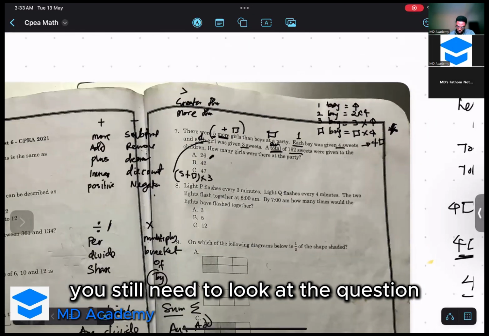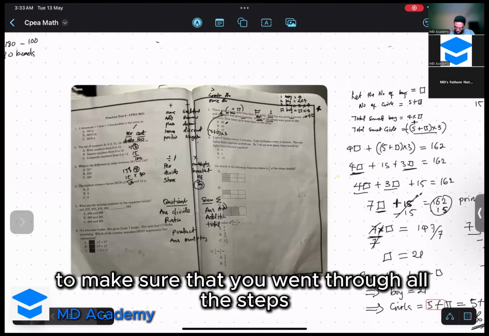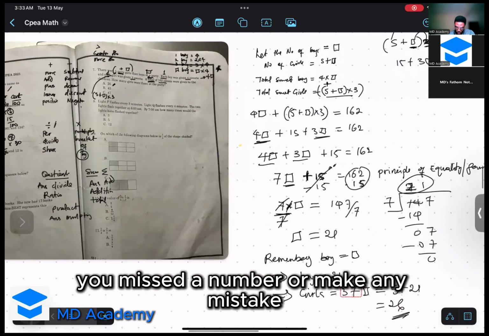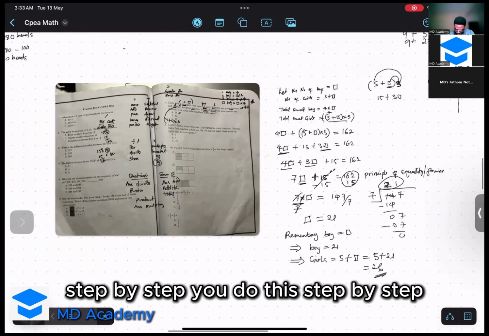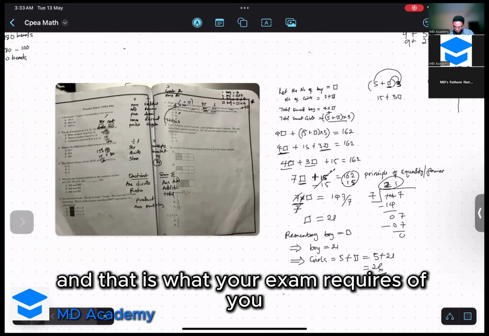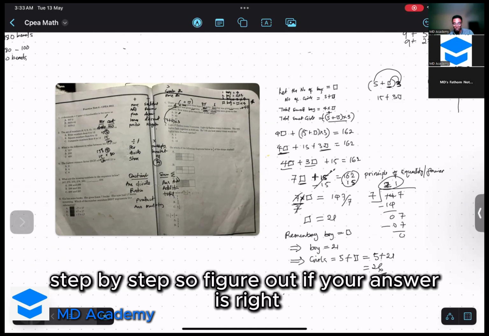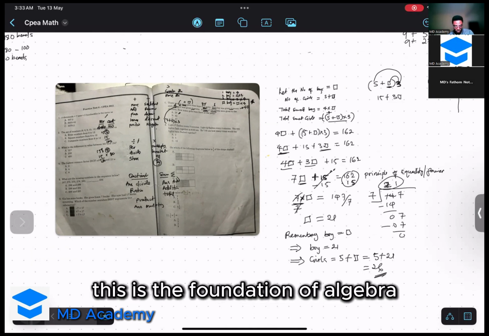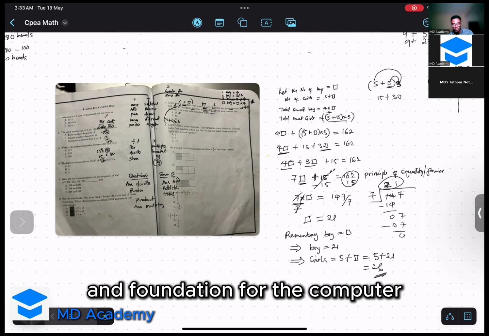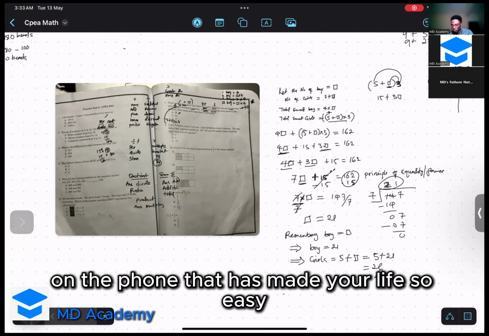All right, but don't get excited. You still need to look at the question to make sure that you went through all the steps. You didn't miss a number or make any mistakes. You do this step by step, and that is what your exam requires of you. That you are careful, you're meticulous, and that you can take your time step by step to figure out if your answer is right. This is the foundation of algebra and the foundation for the computer and the phone that has made your life so easy.